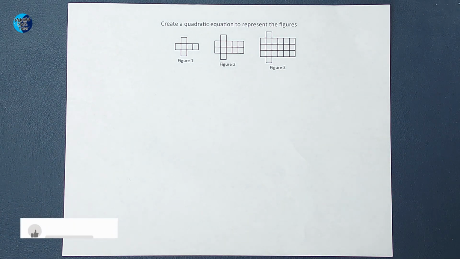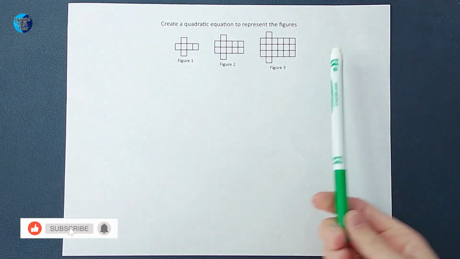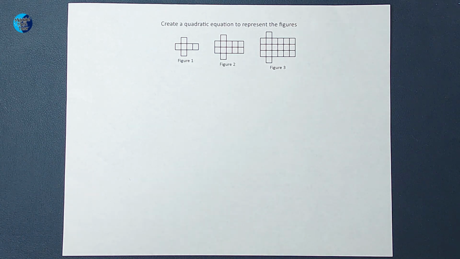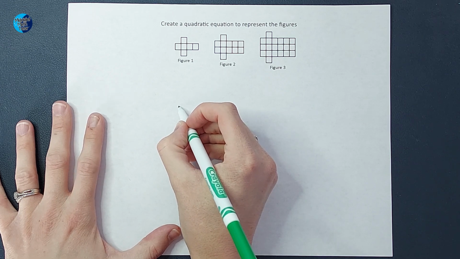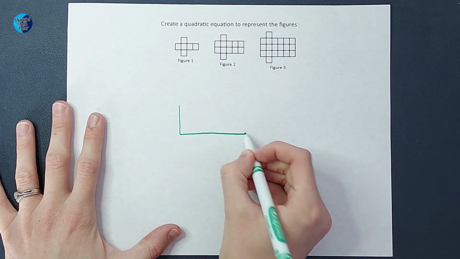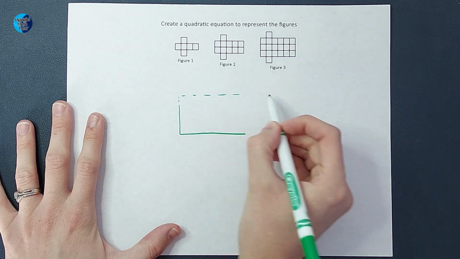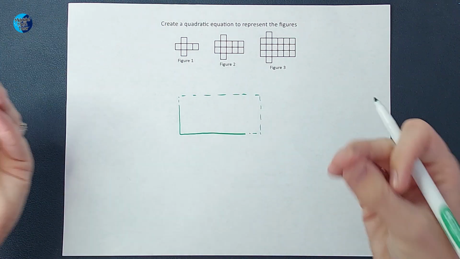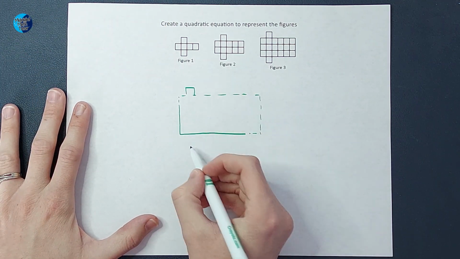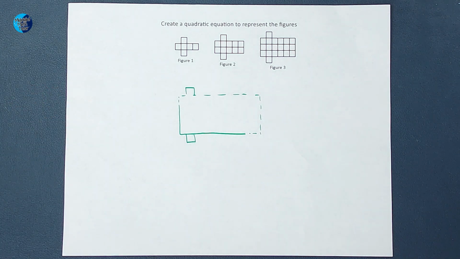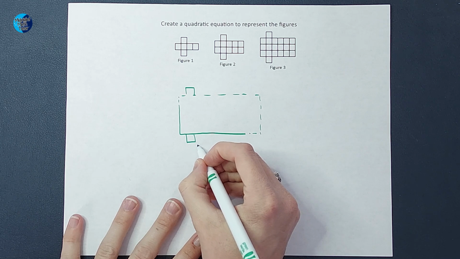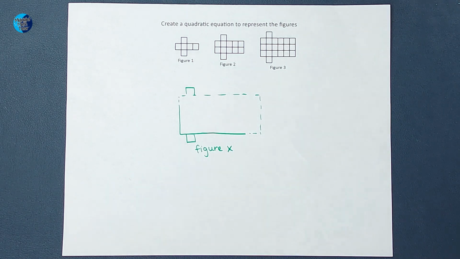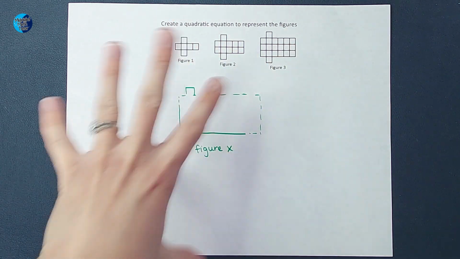So if I were to think about what is coming next, like in figure 4, 5, 6, 7, however many, I can just generally figure that it's going to be a rectangle of whatever size. I'm going to put some dotted lines because we wouldn't know exactly the size depending on what the figure number is. But it's going to be some sort of rectangle with a box on top and a box on bottom. That is going to be, we will call it figure X, because I want to be able to plug in whatever number I want and get how many squares there are.